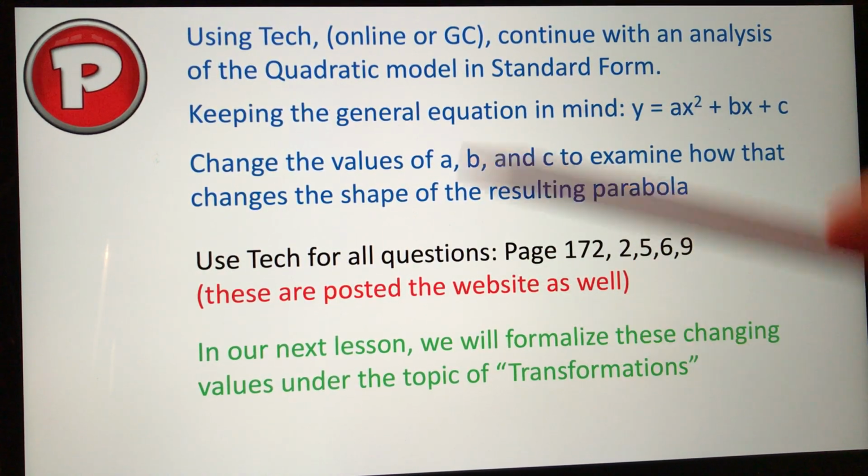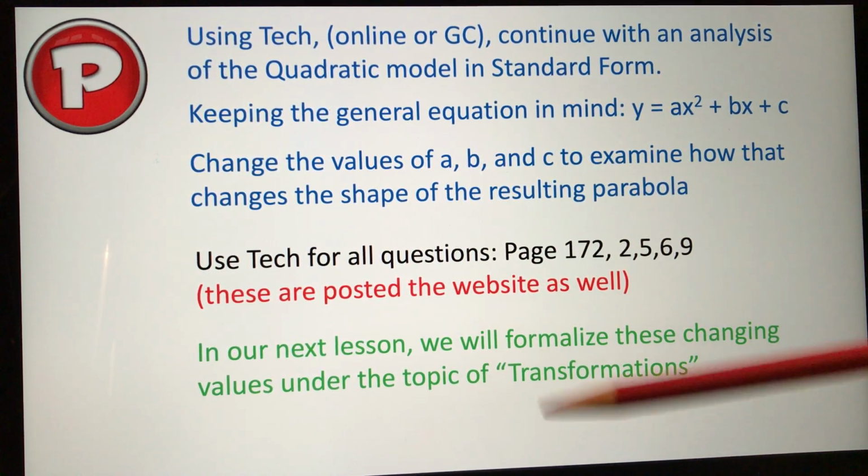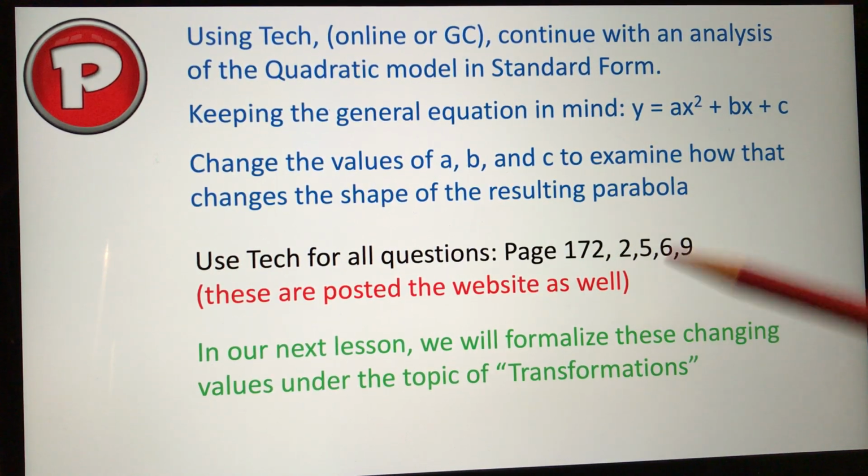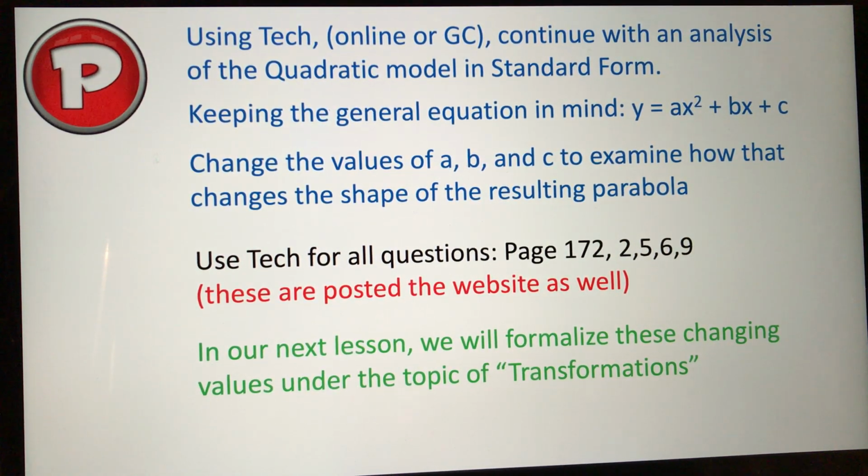So I know I went a little quick there with Desmos. I just wanted you to understand what all the parts were, but we're going to have to formalize that and control it a little bit better using algebra, and we'll do that next. Okay, that's it.